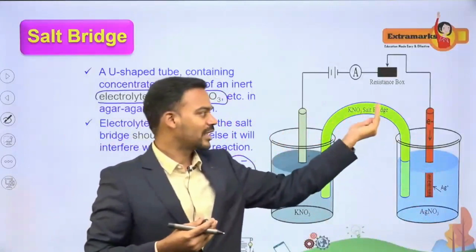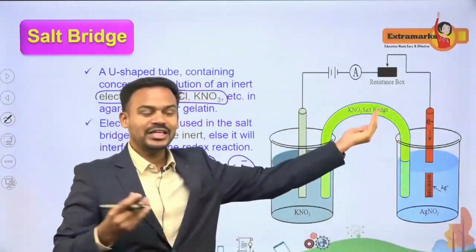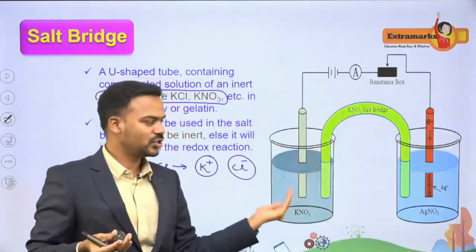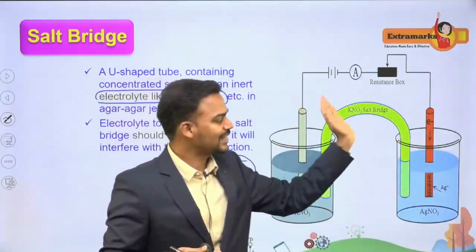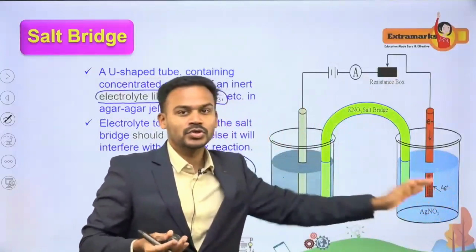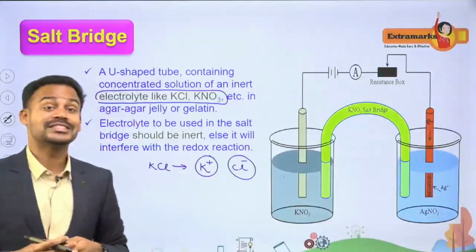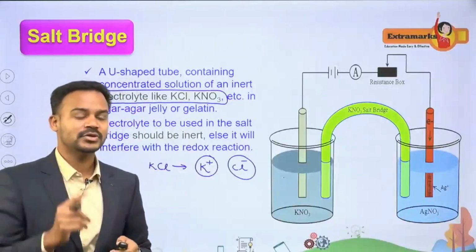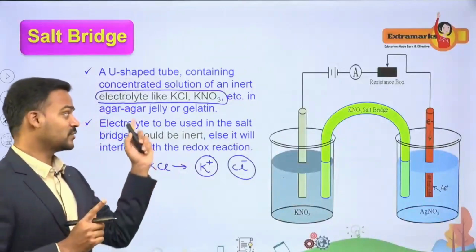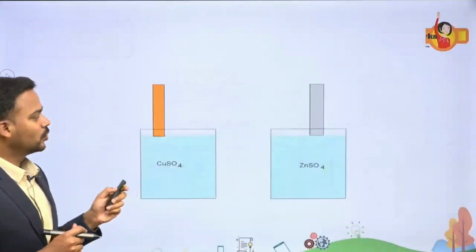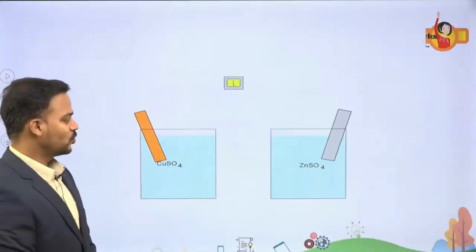At what rate? Suppose within 10 seconds, 10 Cl- ions enter into this solution. In those 10 seconds, you should have 10 K+ ions entering into the other. So the neutralization process should be at the same rate. Otherwise, the junction potential will still remain. That is the main condition for the kind of salt that you take, and it should be an inert salt. Okay, right. You can see this in the animation over here.